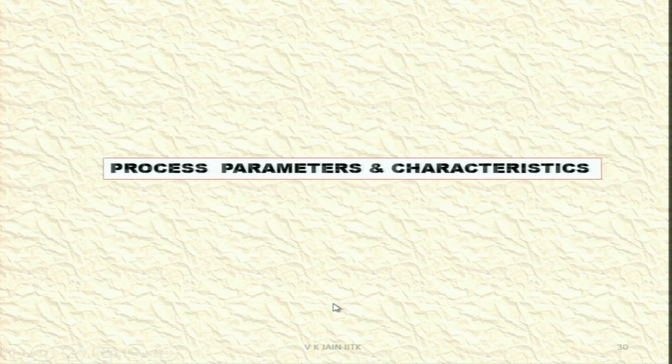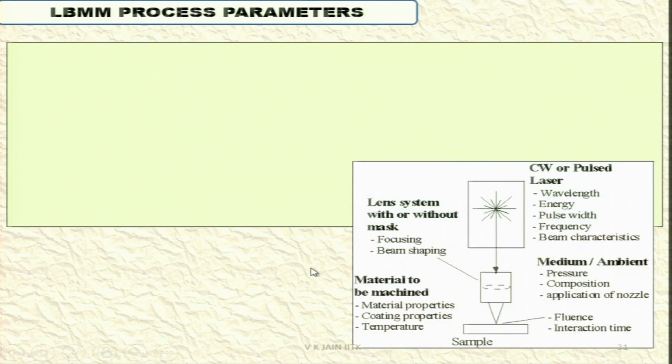Process characteristics and process parameters. Laser beam micromachining process parameters. Lens system with or without mask focusing, this is shown over here. Material to be machined, material properties, coating properties, temperature, continuous wave or pulsed laser, wavelength, energy, pulse width, frequency, beam characteristics, and medium, pressure, composition, application of nozzle, fluence, and interaction time.